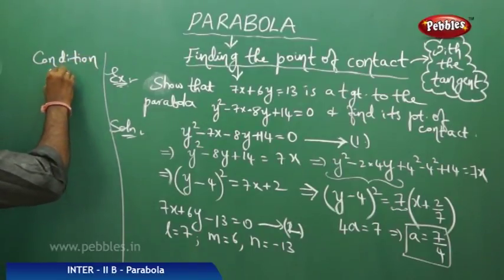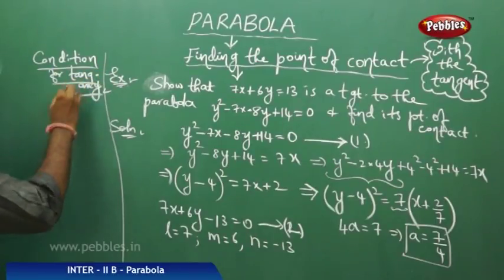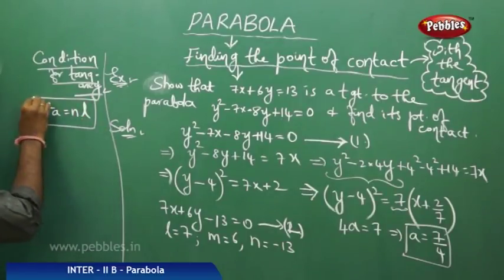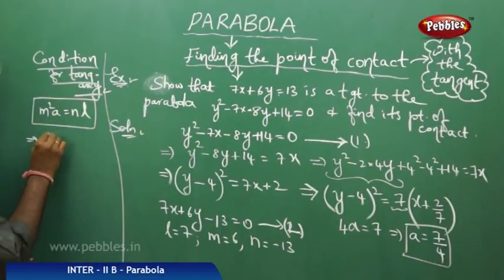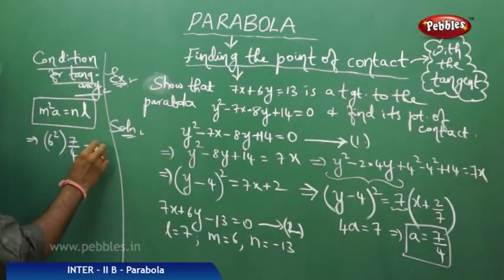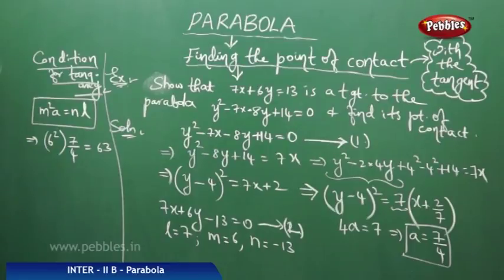Now the condition for tangency is given by m square a equals nl. This is the formula which we have discussed as the condition for tangency. Therefore, using this, the left hand side is m square a, that is 7 by 4, which gives me 36 by 63.